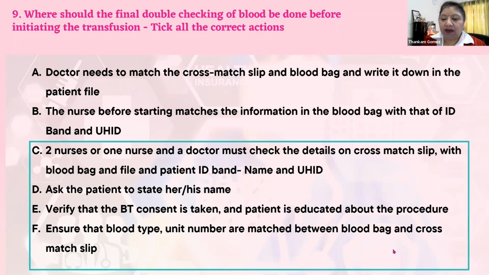Please remember that it is two people at the bedside, based on your hospital policy, who should be checking the information on the blood bag, cross match slip and the patient file. Identify the patient, make sure the consent is taken and the patient is aware of the procedure, and ensure blood type and unit number are all matched across the blood bag and cross match slip. So you have the patient file, the cross match slip and the unit of blood or blood product, and you two people have to ensure you have the order written down, you have the consent, and everything else is matching: the bag number, the cross match number, patient name, UHID.